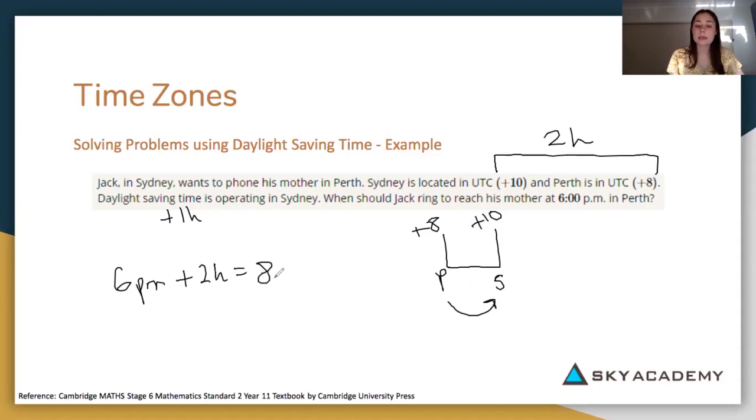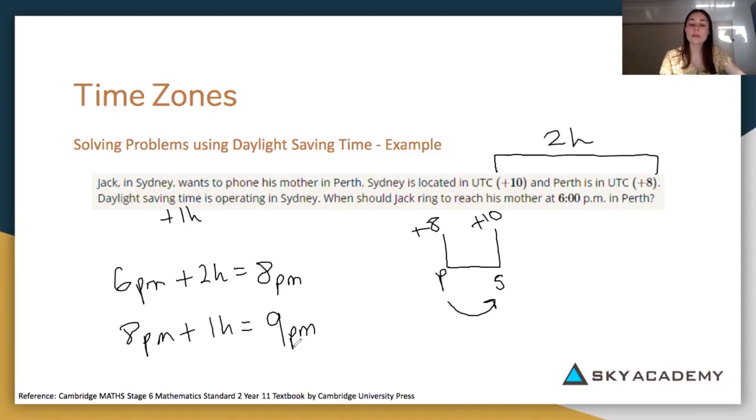But then because it's also daylight saving time in Sydney, and because when you're starting daylight saving time or when you're going to daylight saving time, you have to add an hour. We have to now do 8 p.m. plus 1 hour, which gives us 9 p.m. So Jack needs to call his mum at 9 p.m. in Sydney, because when he calls his mum at 9 p.m. in Sydney, it will be 6 p.m. in Perth.